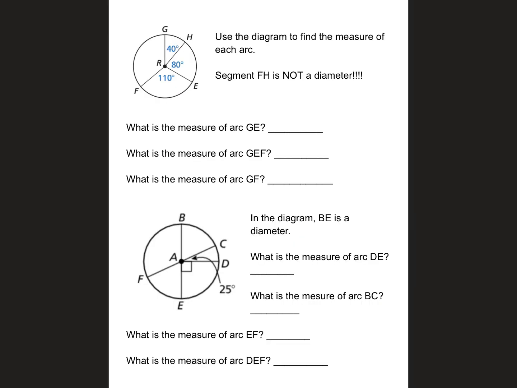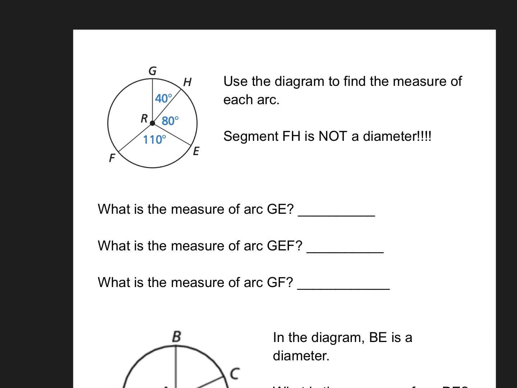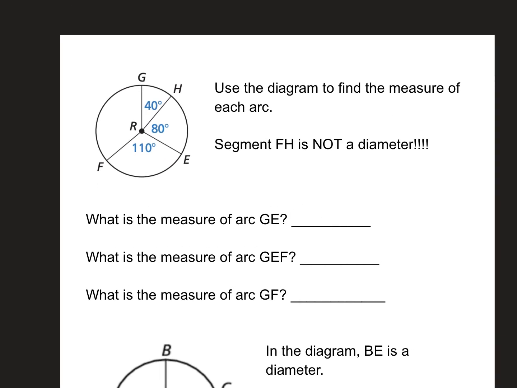Okay, so here we just have a couple more examples. It says in here, FH is not a diameter. It kind of looks like it almost is, but we know it's not. Okay, FH is not a diameter. So we know that this one is 40, this one is 80, this one is 110.